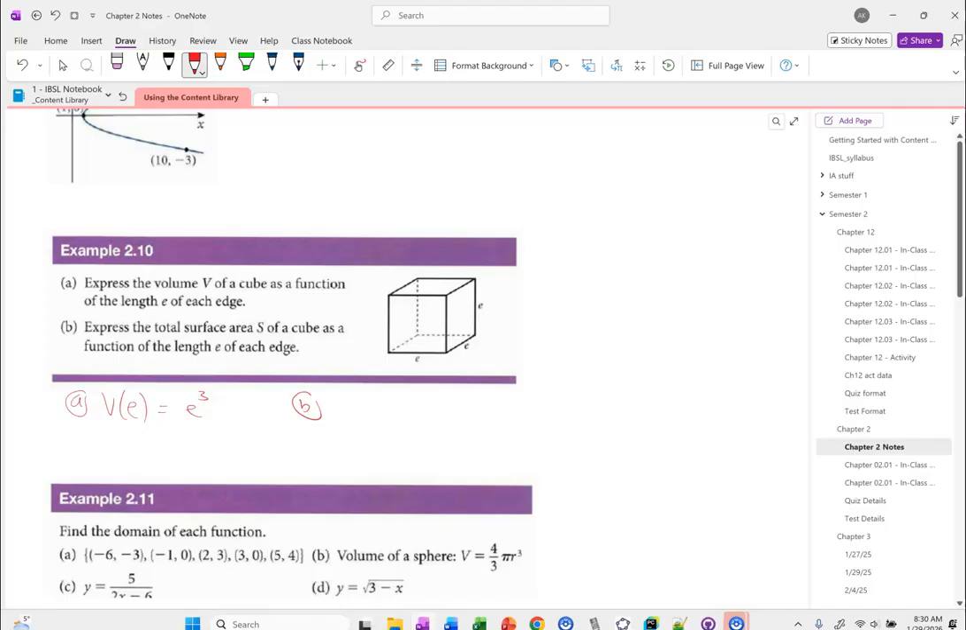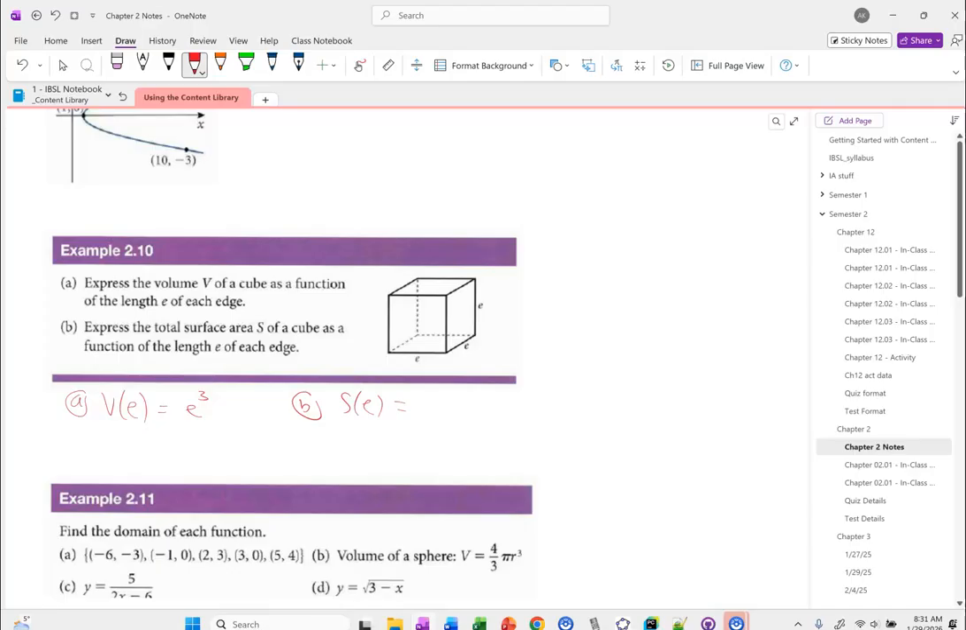Part B says express the total surface area of the cube as a function of the length of each edge. So I'm going to write S of E, right? What is the surface area? It's the area of each surface added together. How many surfaces are there on a cube? 6. Are all the surfaces the same size? Yes. So I'm just going to find the area of one of them and multiply it by 6.